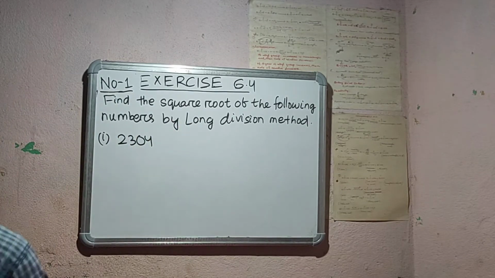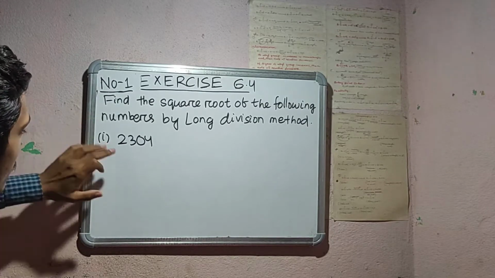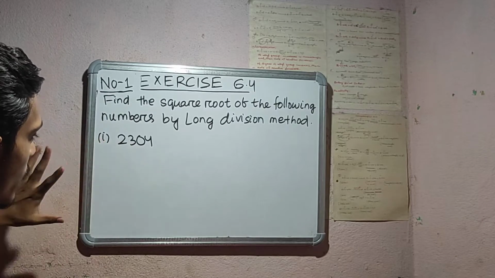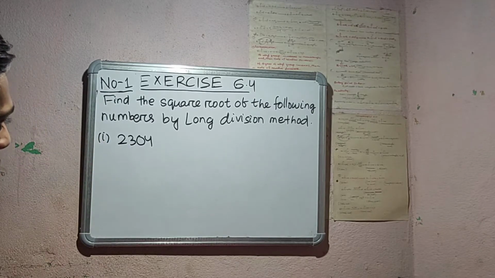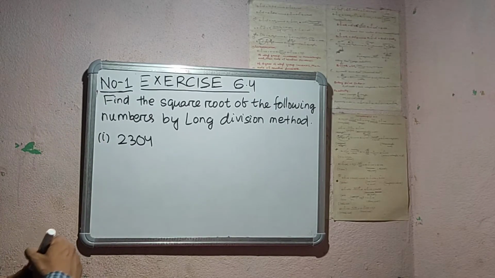There are 12 parts given, but the first one is 2304. We have to find the square root of this by the long division method.